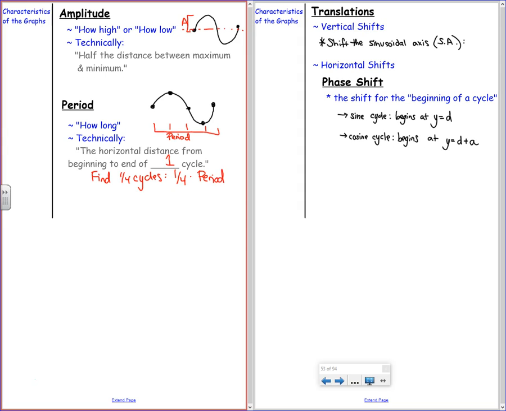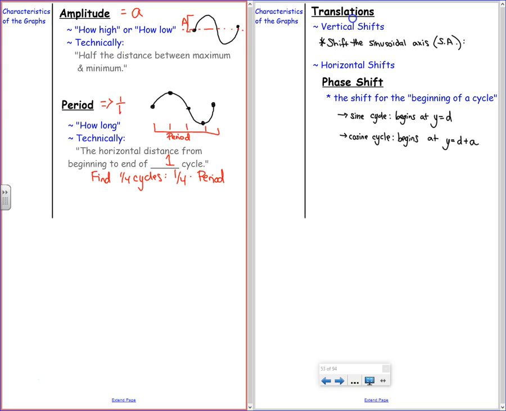Hold on, what did I do in the example just a moment ago, guys? How did I find the period? What formula did I use? 2 pi over b, yeah, you can put it that way, that's one way of saying it. So period uses the b, amplitude we know is the a from our formula.